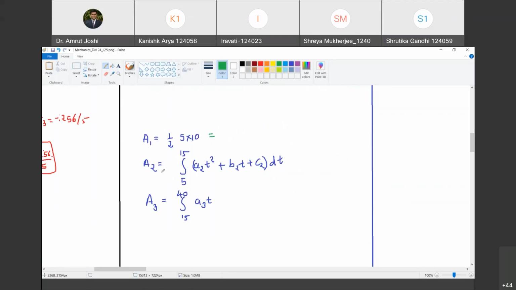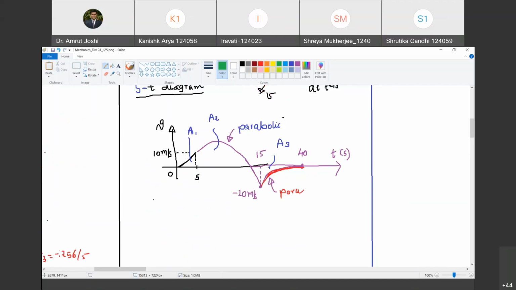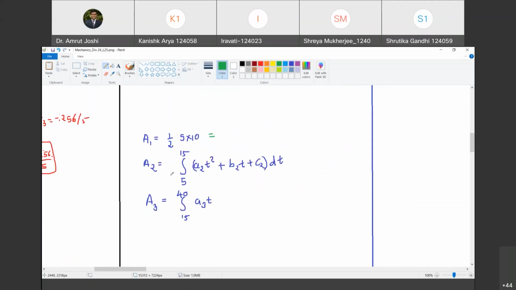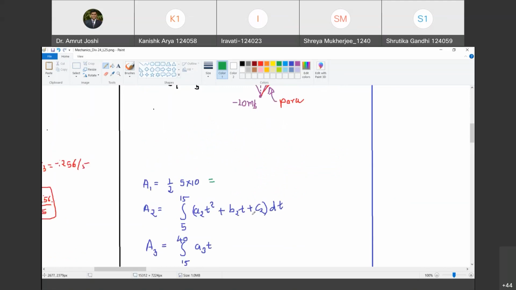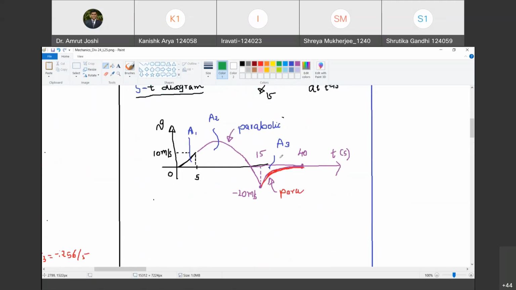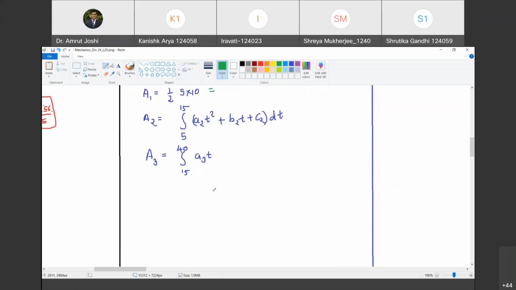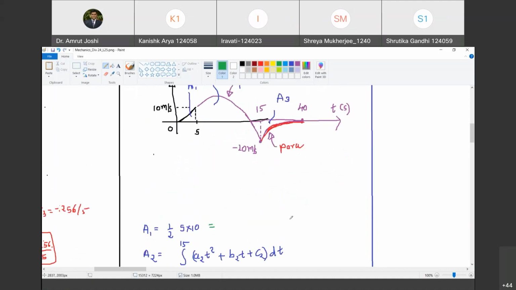Yes, sir. Now, how do I get A2? For A2, I will have to integrate this equation of the parabola from limits 5 to 15, because integration gives you the enclosed area. Do you agree with me? Yes, sir. So A2 is the integration from 5 to 15 of A2 t square plus B2 t plus C2. Agreed? Yes, sir. And to get this area A3, what will I have to do? I will have to integrate this equation from 15 to 40 seconds. So integration from 15 to 40 seconds of A3 t square plus B3 t plus C3 dt. This is area A3. Do you agree with me? Yes, sir.